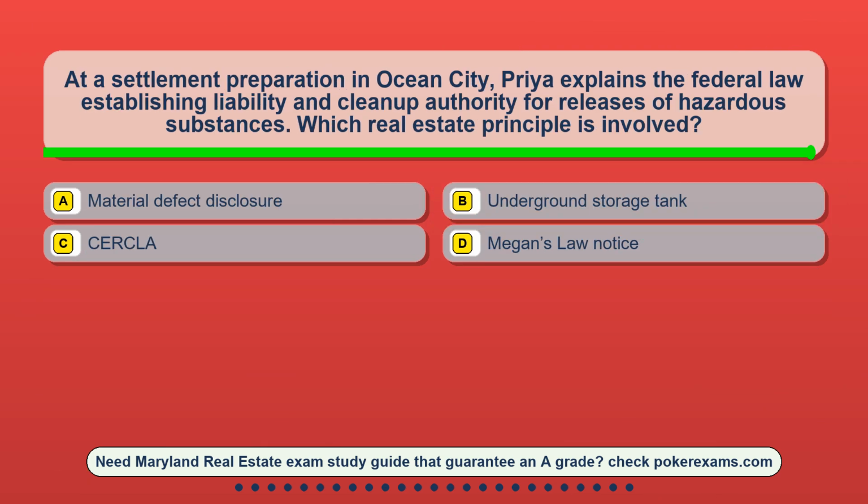Question 3. At a settlement preparation in Ocean City, PREA explains the federal law establishing liability and cleanup authority for releases of hazardous substances. Which real estate principle is involved? Option A, material defect disclosure. Option B, underground storage tank. Option C, CERCLA. Option D, Megan's Law notice.